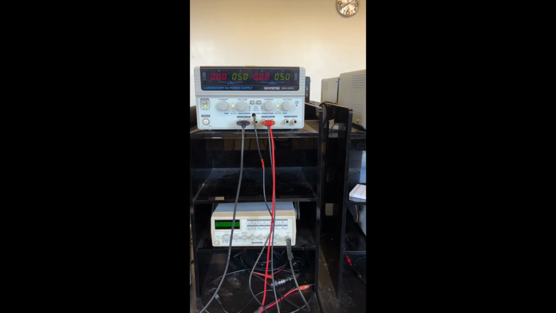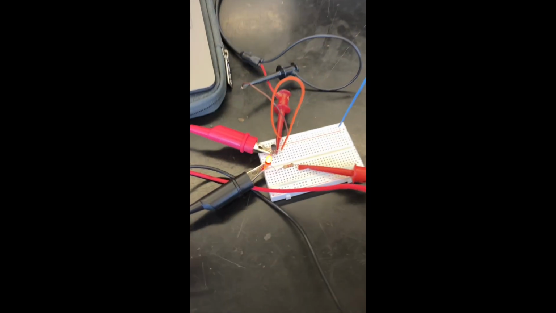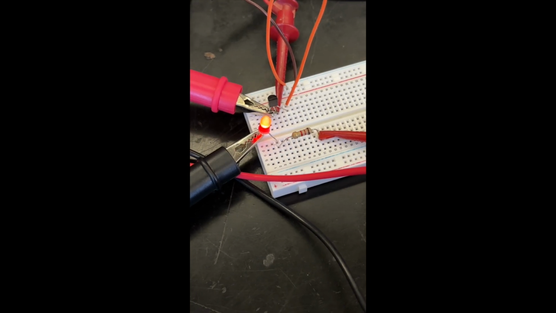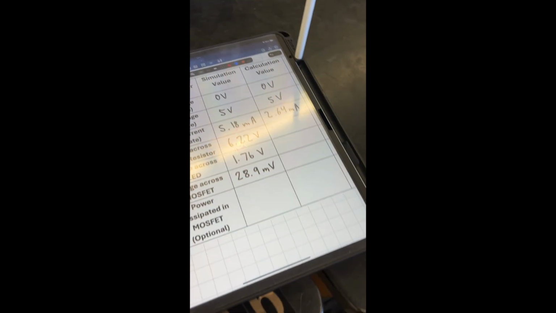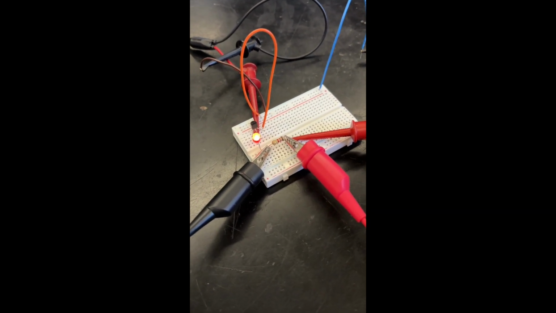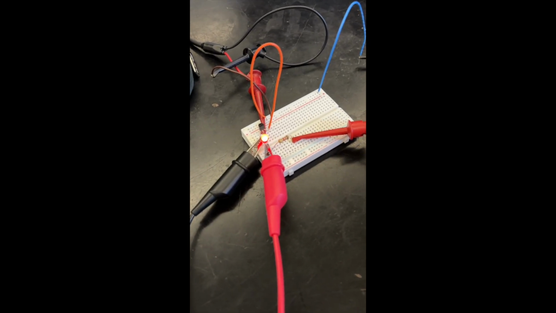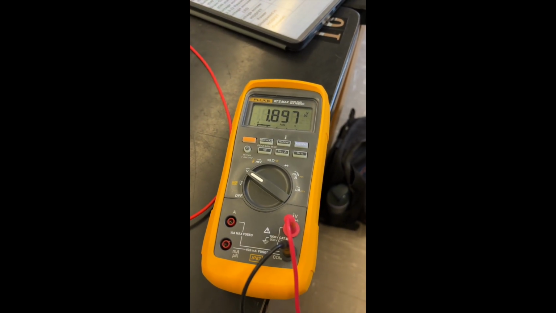All right, now for the case where the LED is on, I'm supplying 5 volts, and I am measuring the drain current by breaking the circuit between the drain leg and the LED, and I'm getting a reading of 2.64 milliamps. All right, now I'm measuring the voltage across my resistor when the LED is on, and I'm getting a voltage of 3.141 volts. And now this is my voltage across my LED. I'm getting a reading of 1.897 volts.